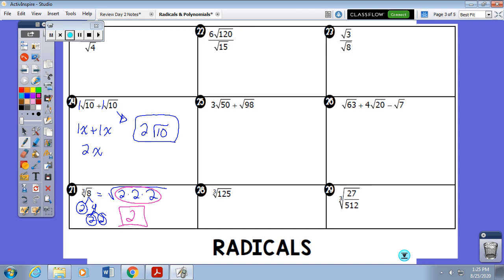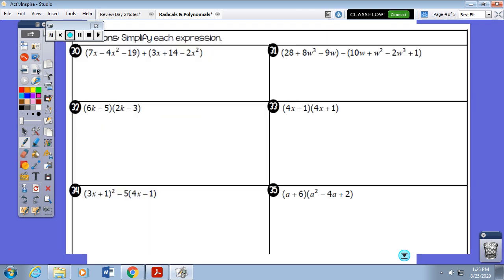So same as 28 and 29. You can try those. Now let's go ahead and look at polynomials. When you're adding and subtracting polynomials, what I recommend that you do is stack like terms. We generally write them with the exponents in descending order. Here they are not right away, so we can rewrite them.